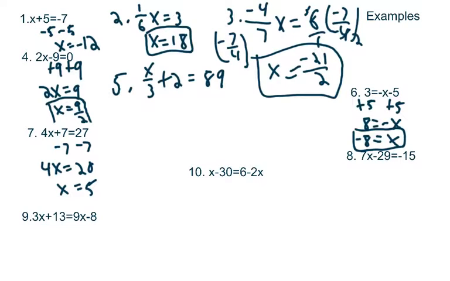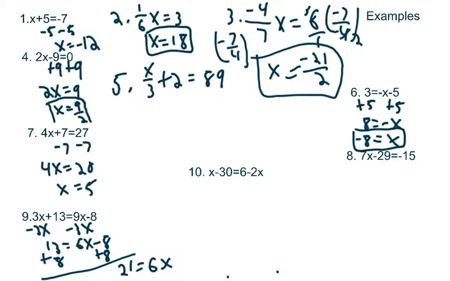Okay. Subtract 3x from both sides. 13 equals 6x minus 8. Add 8 to both sides. That would be 21. 21 over 6 equals x. You could divide it by 3. So it'll be 7 over 2 is x.